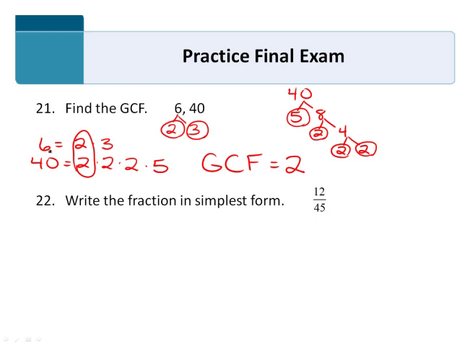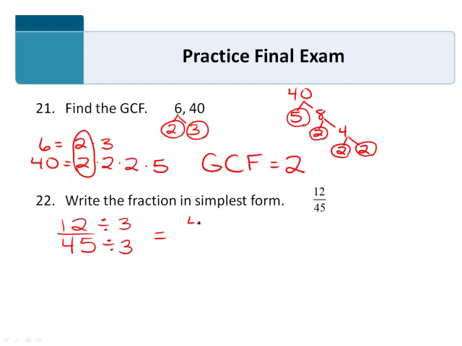Okay? Number 22. Write the fraction in simplest form. So we have 12 over 45. And at first, when you first look at that, you think, well, nothing will go into both of those. They're not both even, so 2 doesn't work. But the next prime number up is a 3, and 3 goes into both of those. So I'm going to divide the top and bottom by 3.